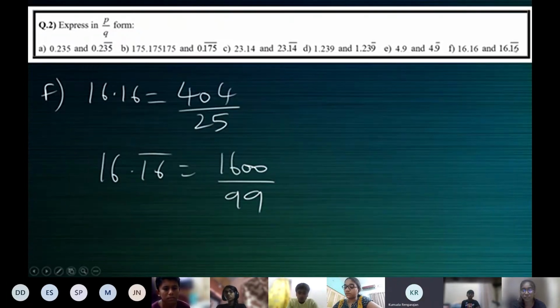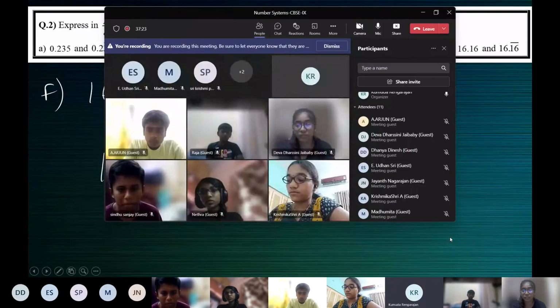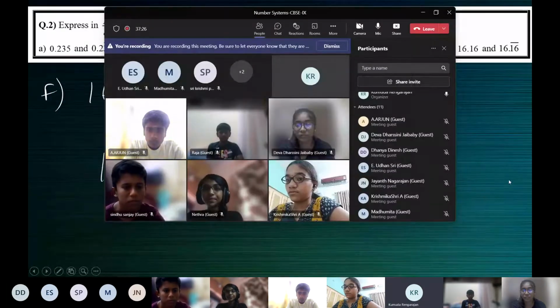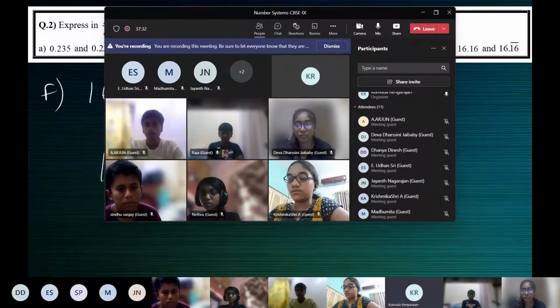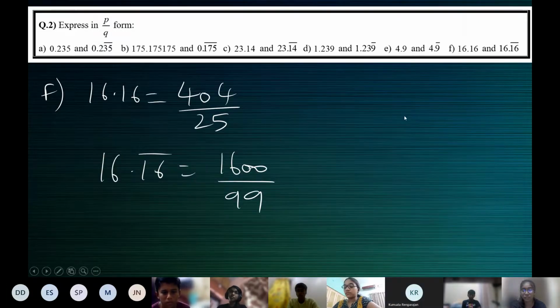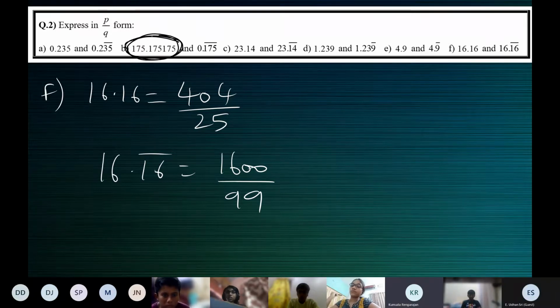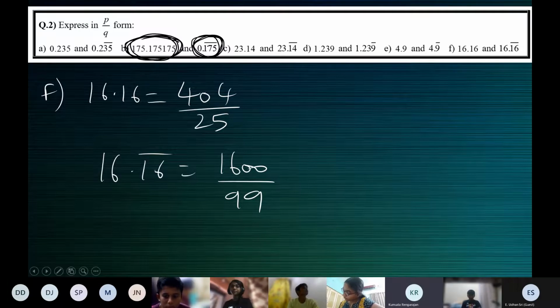All right, children, moving ahead. I believe that you have no doubts with respect to writing a terminating decimal in the P by Q form and a non-terminating repeating decimal in the P by Q form. When I use this language, you must get comfortable with it. This is a terminating decimal, and you know how to write it in the P by Q form, and you also know how to write a non-terminating repeating decimal in the P by Q form, correct? All right, moving ahead.